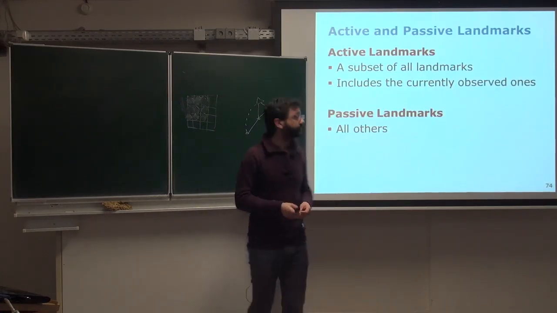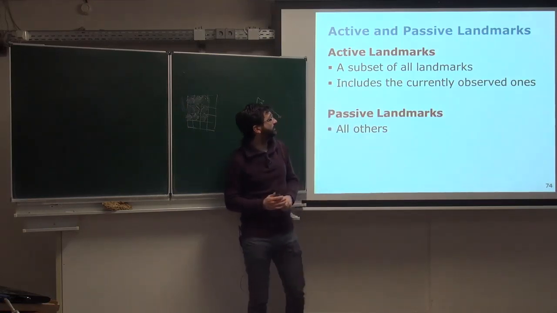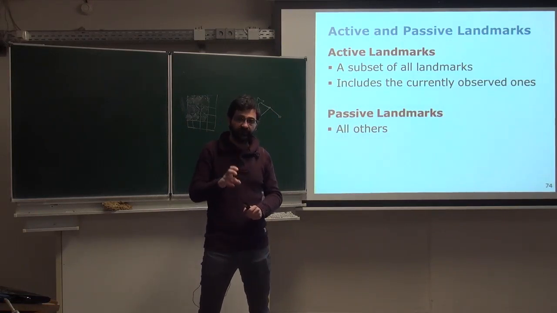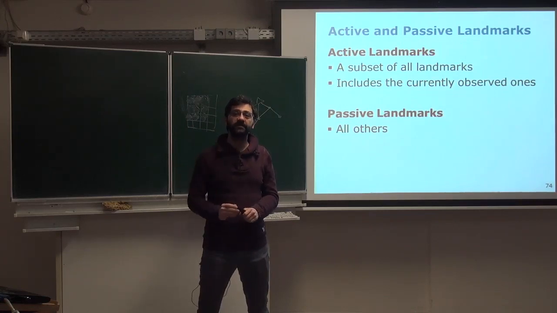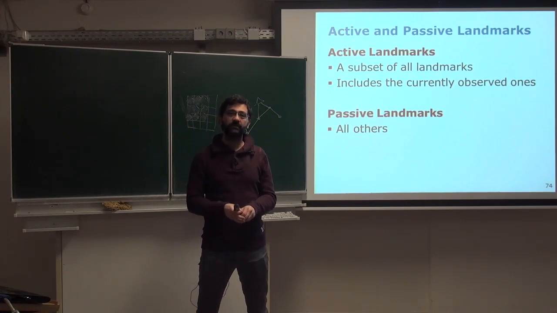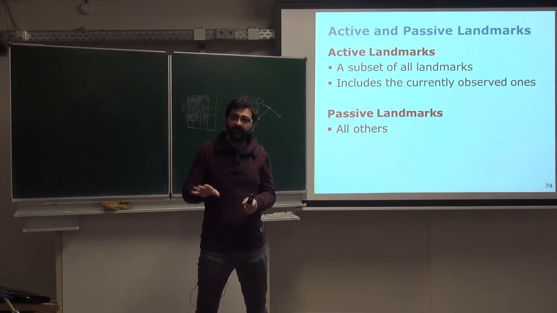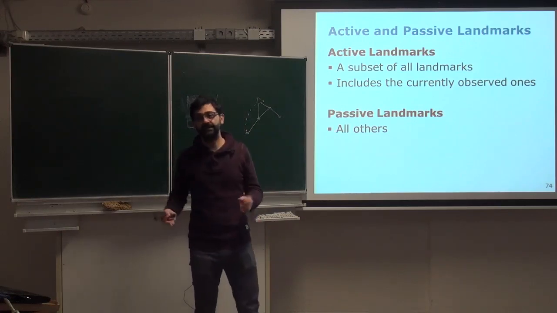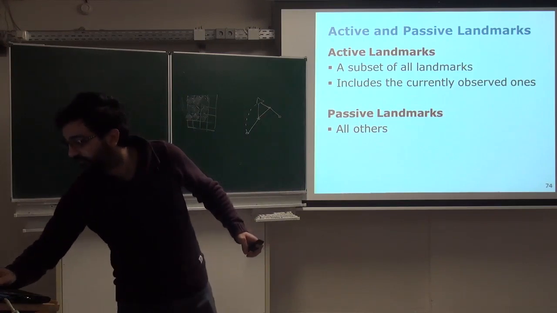Remember, the active ones are just a subset of the landmarks that we have. And we always include in this subset the landmarks that we are observing right now, okay? Because removing them basically means I'm not just approximating the distribution, but I'm completely neglecting the current measurements, and that's something that we don't want to do. We want to get all possible information from the measurements, and we just want to get rid of weak links, weak correlations, okay? And the passive ones are just all the other landmarks.